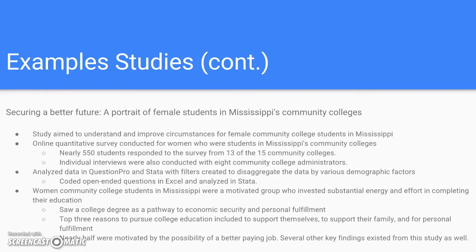Another study that we would like to share with you was titled Securing a Better Future, a Portrait of Female Students in Mississippi's Community Colleges. A group of researchers organized and implemented a study as part of a larger effort to understand and improve circumstances for female community college students in Mississippi. In addition to performing individual interviews with 8 community college administrators, the researchers conducted an online survey and received responses from nearly 500 female students from 13 of the 15 community colleges in Mississippi.